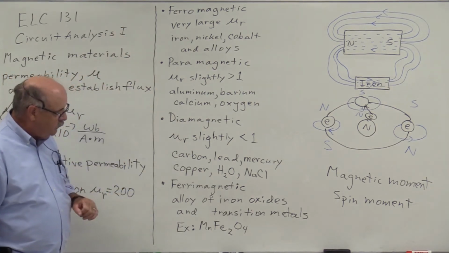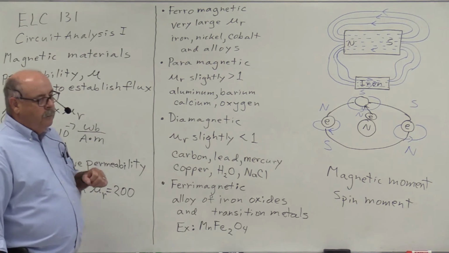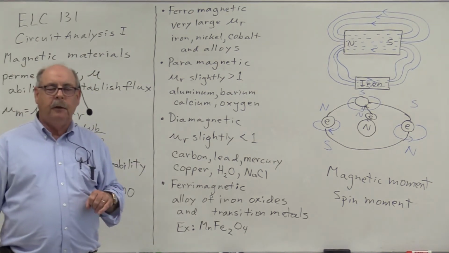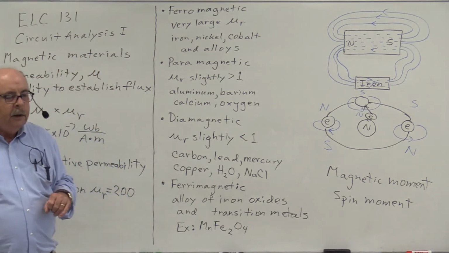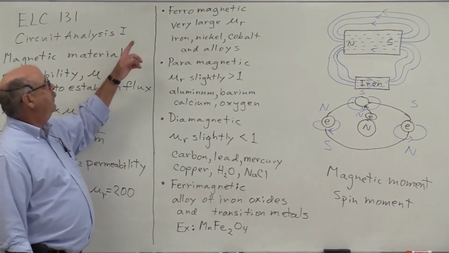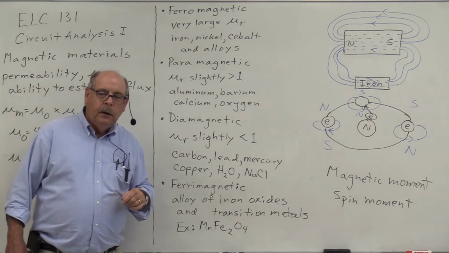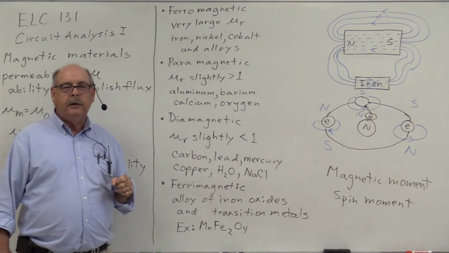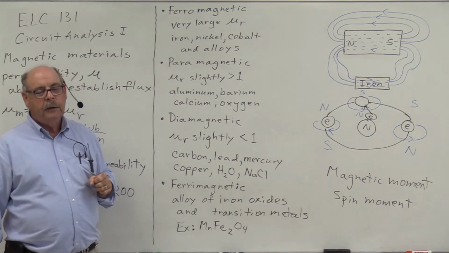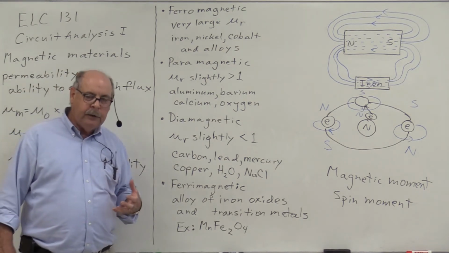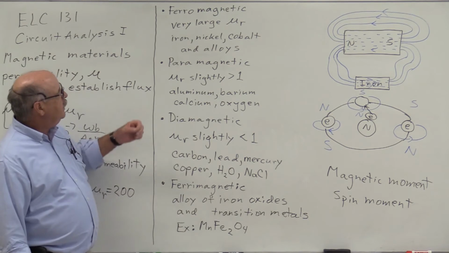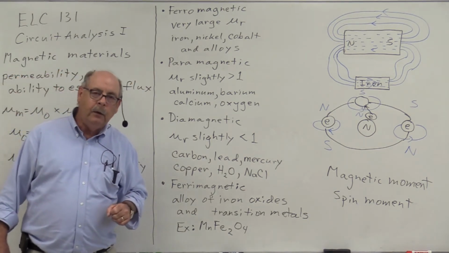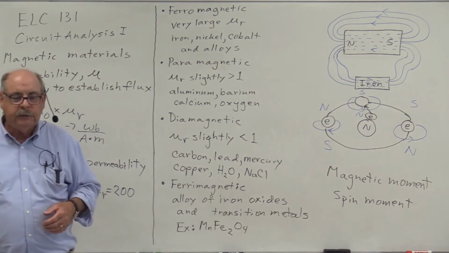Now, when we talk about materials as related to magnetism, there are 4 categories of materials. One category or classification of material is ferromagnetic material. And ferro, from the Greek word for iron, these are materials that have very large values of relative permeability. They have a high ability to establish flux. And these materials are iron, nickel, cobalt, and alloys of those elements.